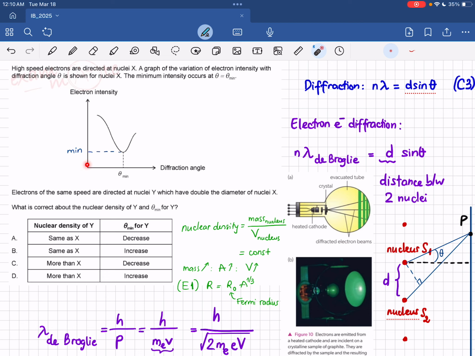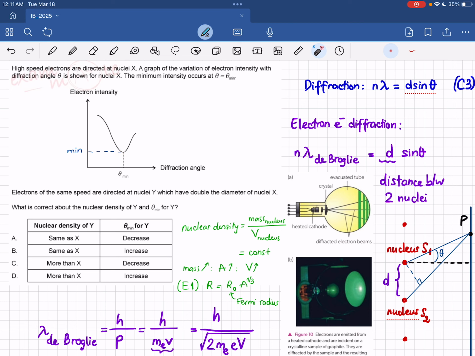So we can see that the vertical axis here represents the electron intensity. If it is high, it means that there are a lot of electrons arriving at that spot. But if it's low, it means that there are not many electrons at that angle.